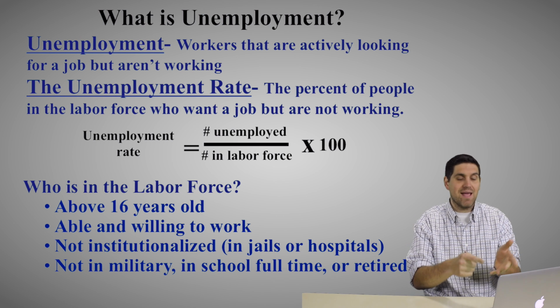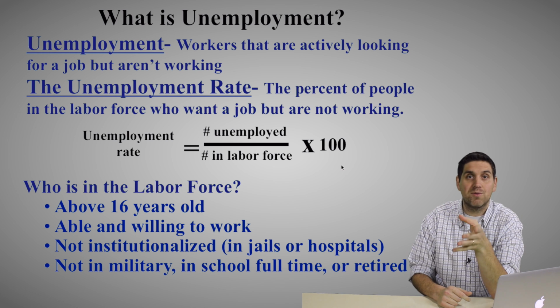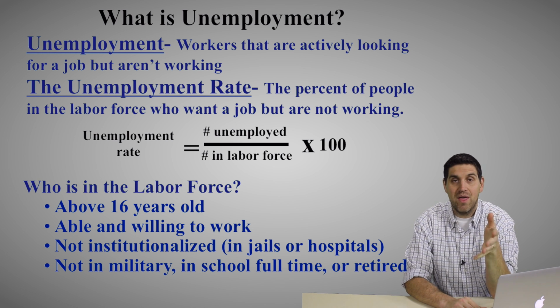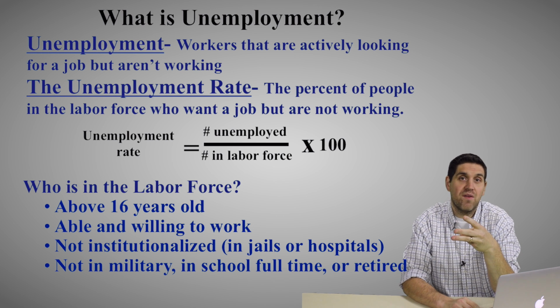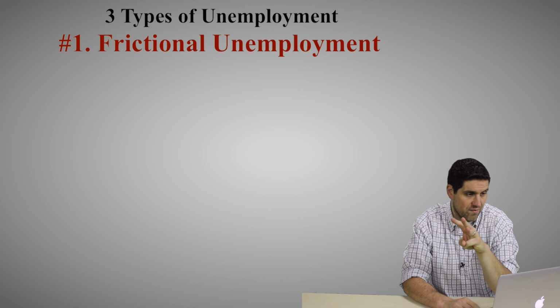Now, the unemployment rate is that equation: the number of people unemployed divided by the number of people in the labor force times 100, which gives you a percentage. And that comes out the first Friday of every month inside the United States. It tells you what the unemployment rate is. There are actually 3 different types of unemployment: frictional, cyclical, and structural. Let's go over each one of them.